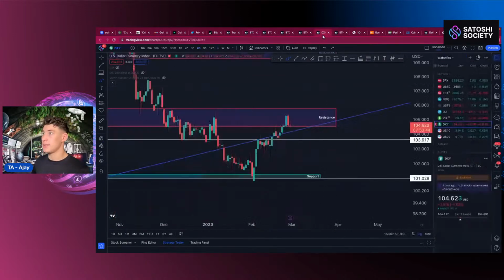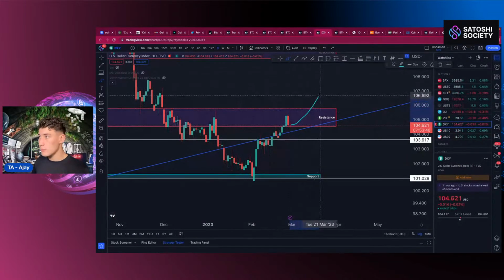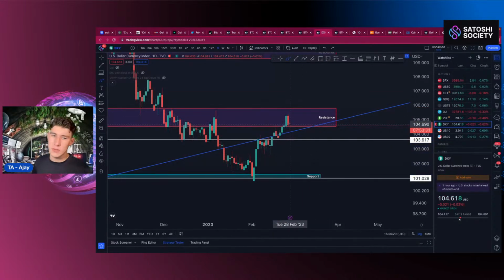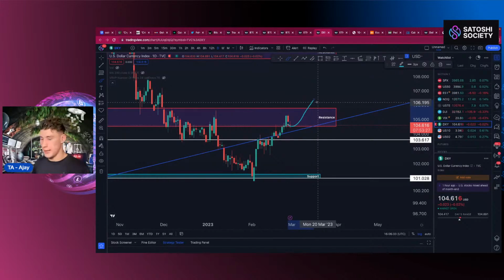But remember, the DXY is at resistance. If that breaks resistance, Bitcoin is going lower. So we have to wait and see what the DXY is doing. If the DXY breaks up, we know that Bitcoin is going to go down. If the DXY gets rejected, we know that Bitcoin is going to go up.